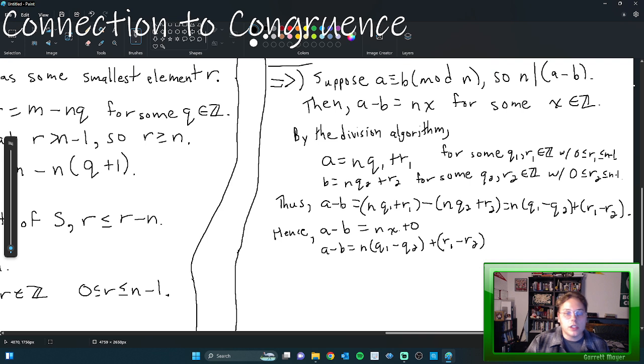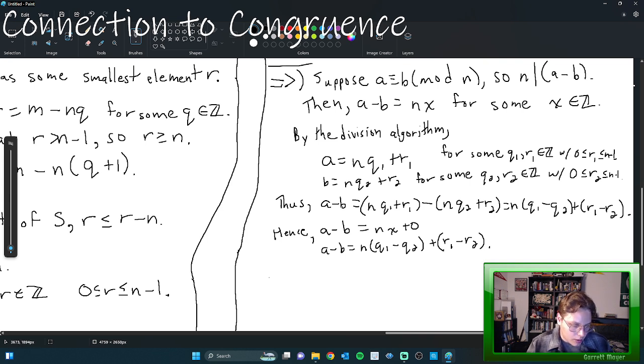Now remember, the division algorithm produces a unique combination of q and r. So what we have here is a minus b being divided by n, and it produces a quotient of x and a remainder of 0. Here we have a minus b divided by n. It produces a quotient of q1 minus q2 and a remainder of r1 minus r2. Now, what's important here, we don't care as much about the quotients being equal to x, but since these remainders are unique, r1 minus r2 has to be equal to 0.